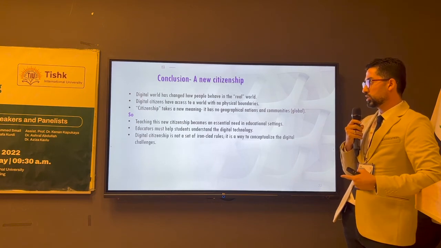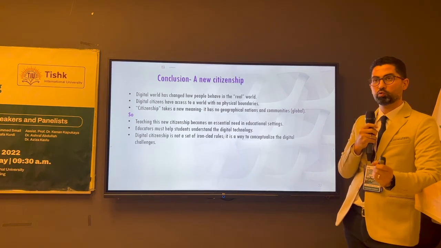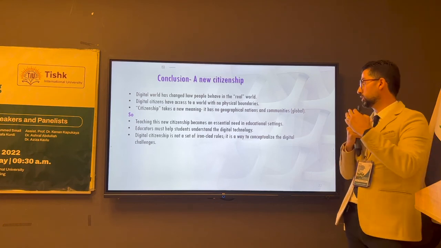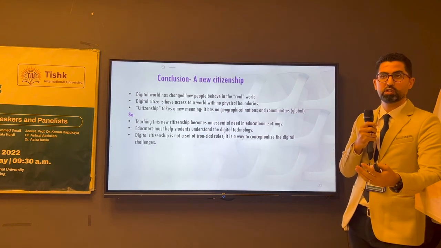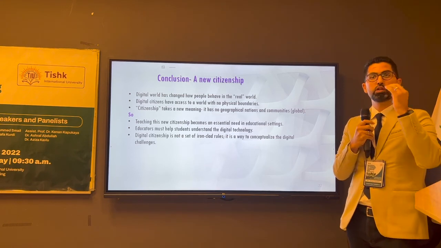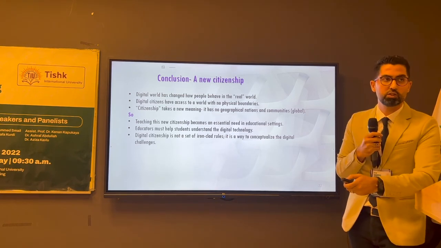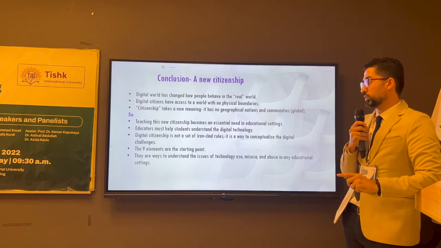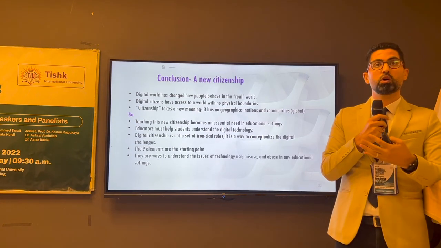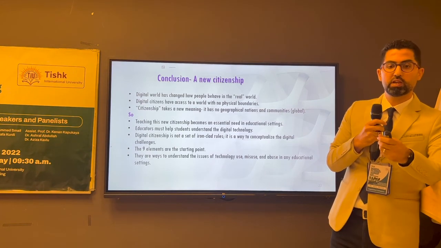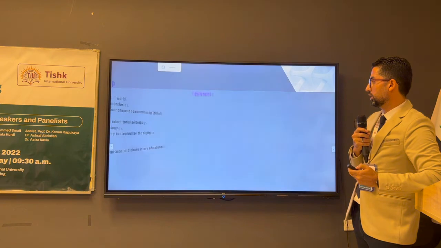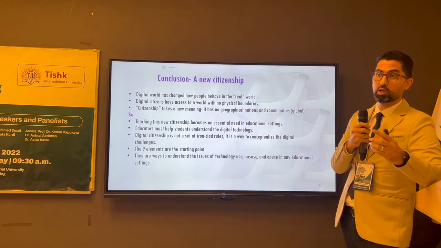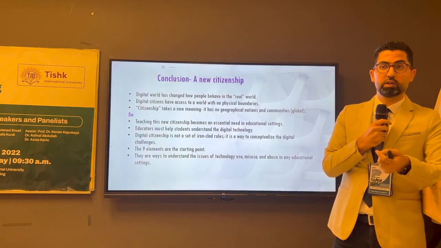Digital citizenship is not a set of ironclad rules. It's not like you have to go through these 9 elements one by one. There are concepts, and it can be tailored based on the needs and the importance, the seriousness of the field that needs to be addressed. The 9 elements are the starting point you can address, and then there's a whole new, let's say, deep world in each of these elements. There are ways to understand the issues of technology use, misuse, and abuse. So these 9 elements are how to address use, misuse, and abuse.